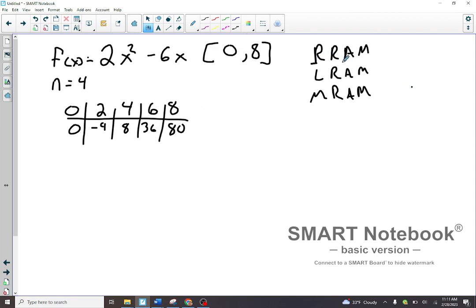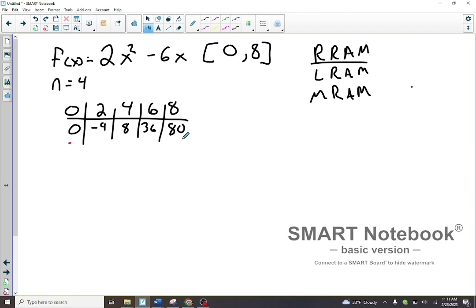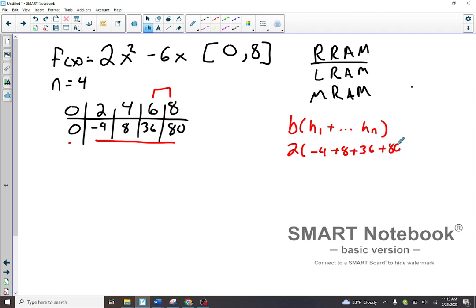All right, so if I'm looking for a right RAM or a right rectangle approximation method, what I'm going to do is take my 4 right values. So it's going to be these here. So I use the same formula for all of these, where it's going to be base times the various heights, height 1 to height n, whatever it might be. So in this case, for this one, the base is the distance between the two parts, which is 2. And the height here is going to be all my values I have here. So negative 4 plus 8 plus 36 plus 80.